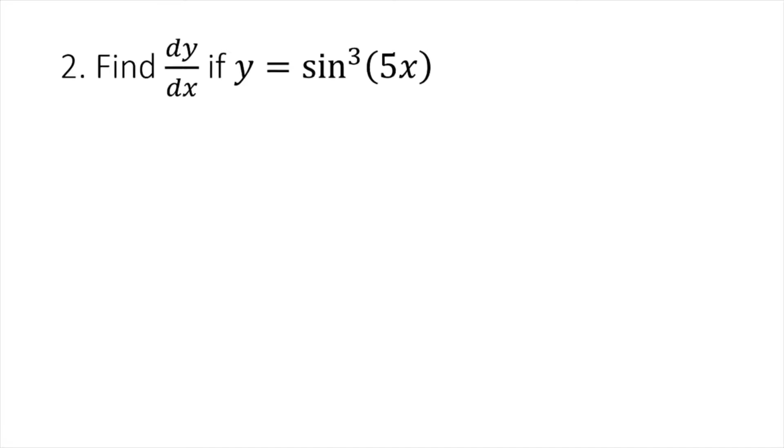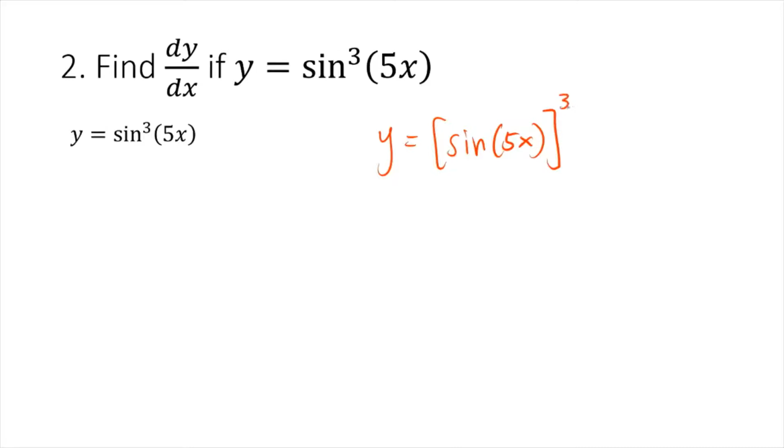Problem number 2. Find dy dx if y is equal to sine cube 5x. Now, if a trig function is raised to a certain power, like in this case, sine is raised to the power of 3, we can rewrite this as quantity sine of 5x raised to the power of 3. In this way, we can clearly see that this takes the form u raised to n.